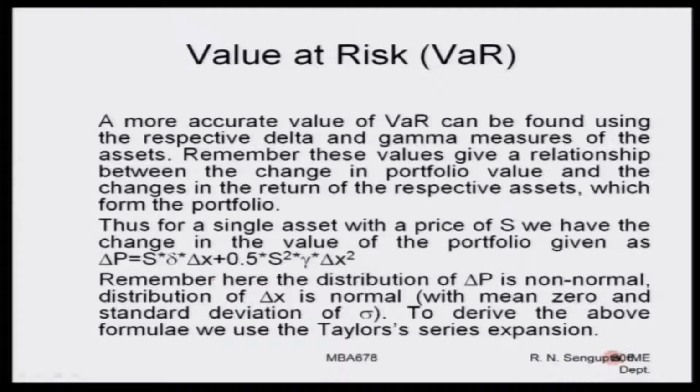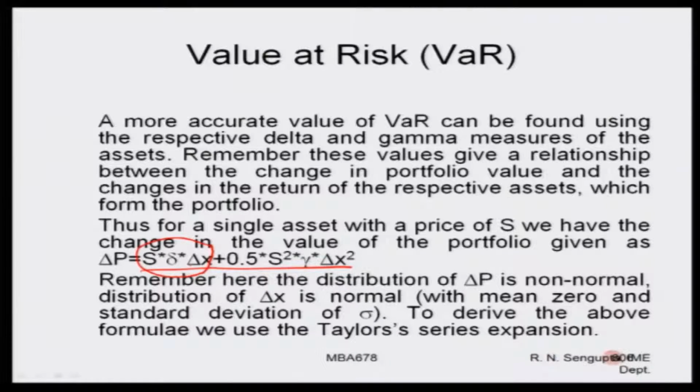S, we have the change in the value of the portfolio given by this. Now, if you look at this formula, this is exactly equal to the Taylor series expansion we consider. Now, if you have only one asset, if you expand the Taylor series, the first term is basically the S, which is the spot price multiplied by delta multiplied by delta X. Delta X has the same assumption. Now, the second term is basically d2y dx2, which means the rate of change. So, rate of change of what?